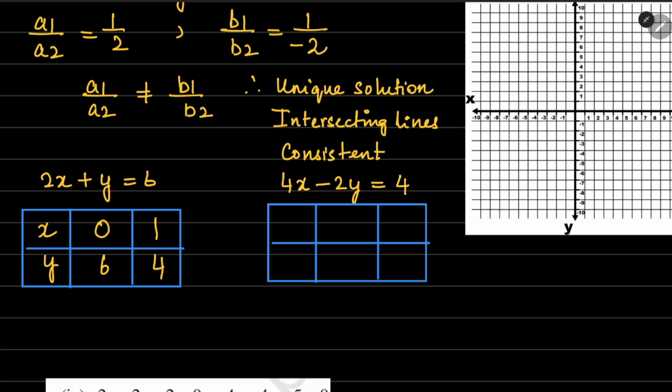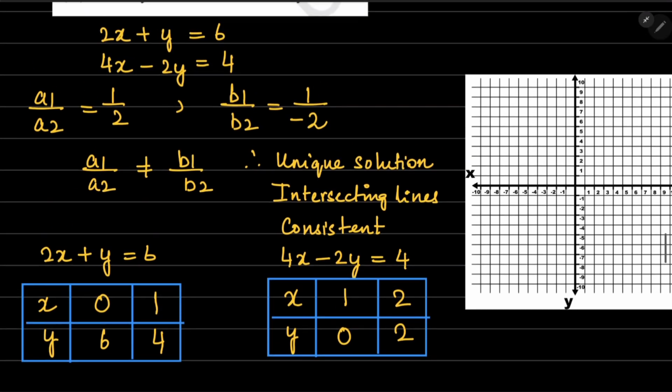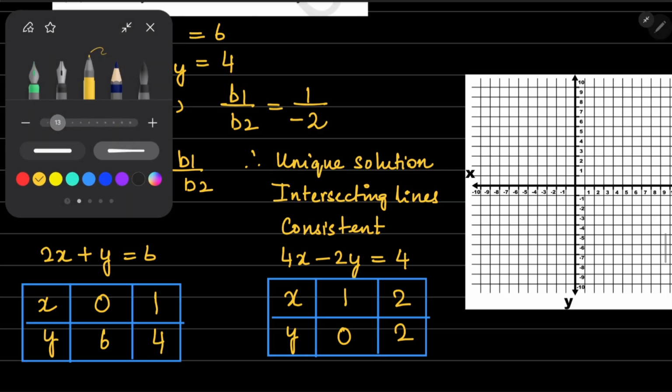And coming to the second one, that is 4x minus 2y equal to 4. So let's take x comma y. Here also, suppose your y is equal to 0, 4x equal to 4, x equal to 1. Again, if your y is 2, in that case, 4x minus 4 equal to 4, so you'll have 4x equal to 4 plus 4, 8. X equal to 8 divided by 4, which is 2. I think 2 points are sufficient. Let's go ahead and draw it.